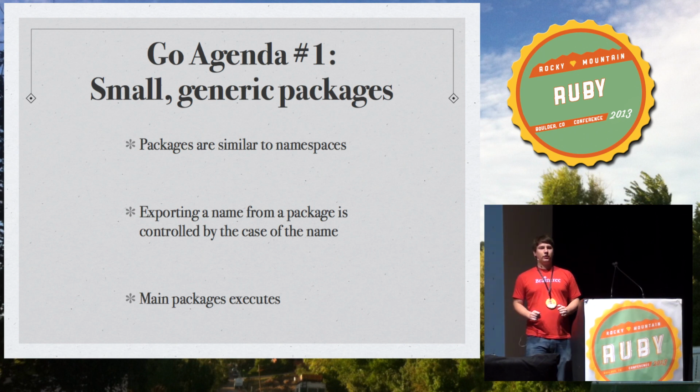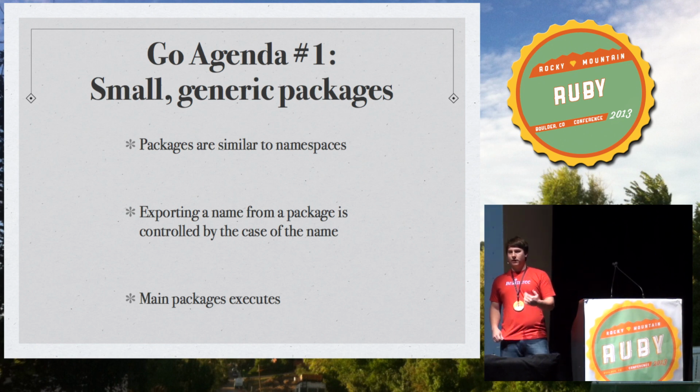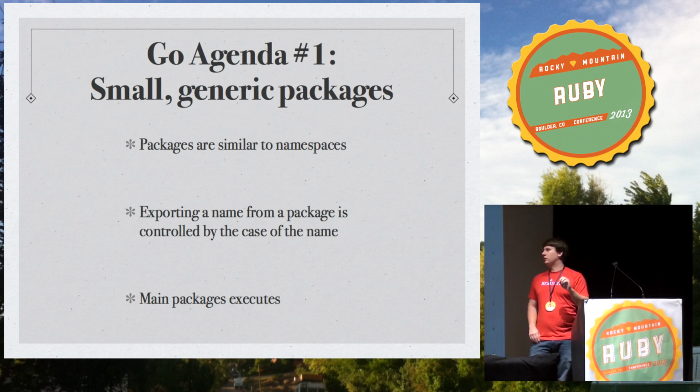Go has pulled an interesting trick around forcing you to think about the package API, because whether or not you can import a name, like a variable or a function or a type, from a package is controlled by the case of the name in the package. So I'll show you a concrete example in a second.